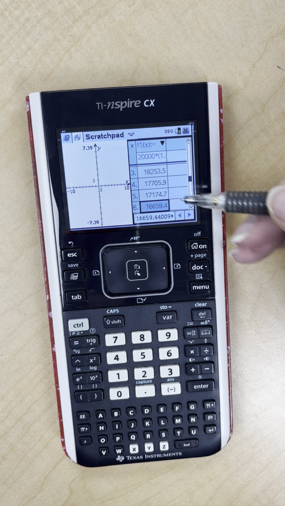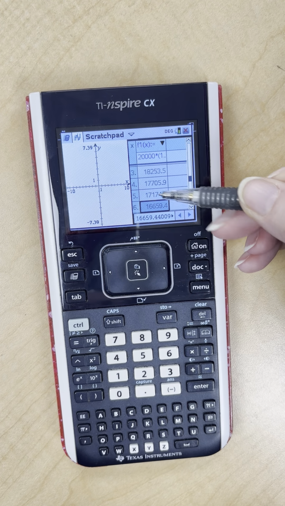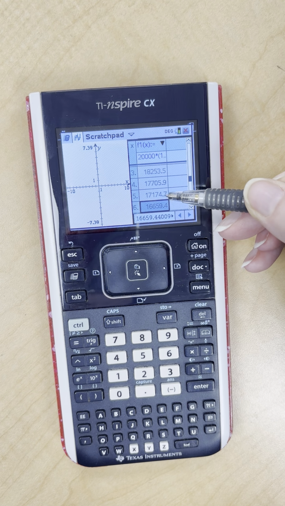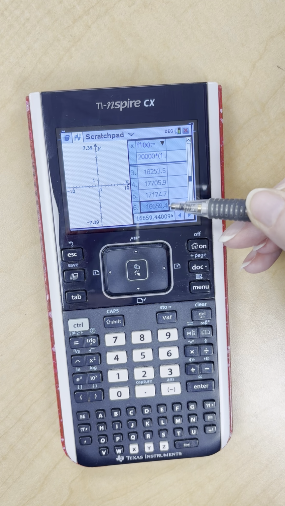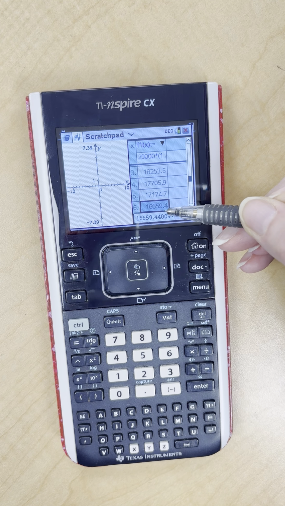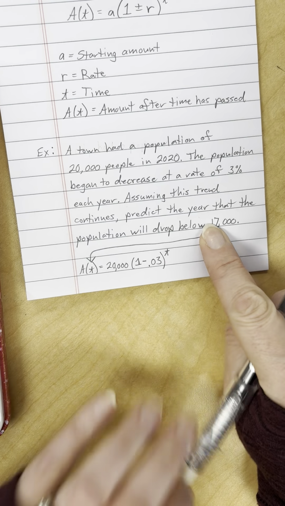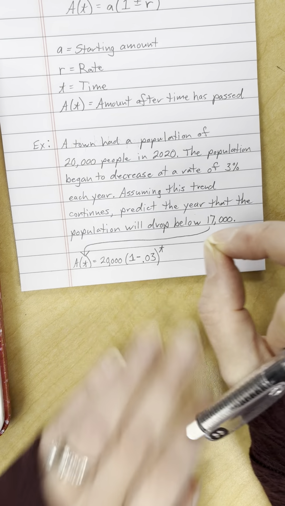Now, when did that happen? Well, if I see here, year 5, 17,174, 16,659, someplace between the 5th and the 6th year. In other words, sometime during the 5th year, it actually dropped down. So I'm just simply reading my table to get an approximate answer right now. Notice the question that was asked was predict the year. I don't need to get a super specific answer right now.